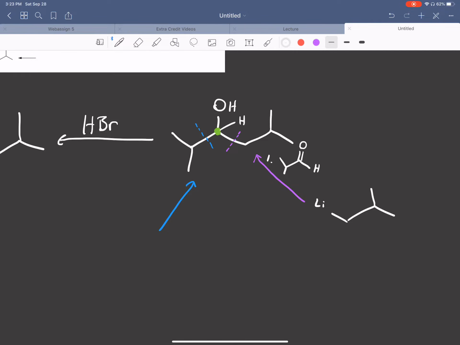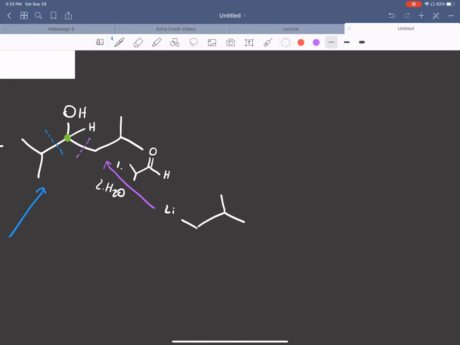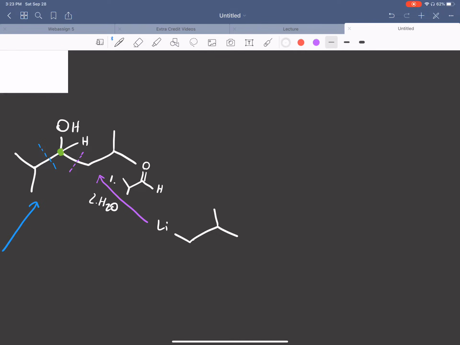Okay, and step 2 is just H2O. For step 2, you could either have H2O or some sort of acid. So like I could just write H plus or H3O plus, it doesn't matter. All right, so let's look at how we did this, okay?